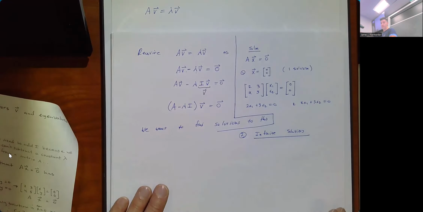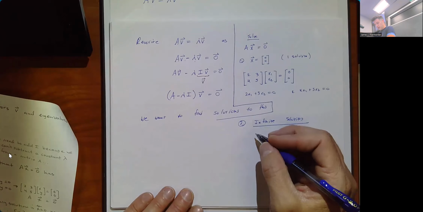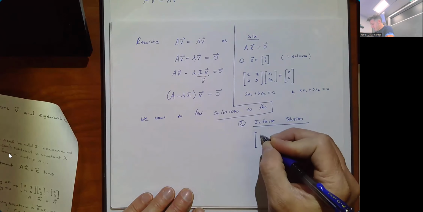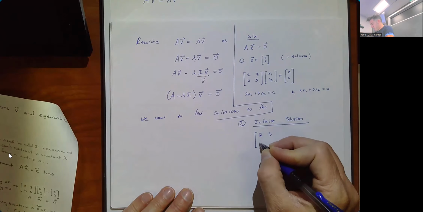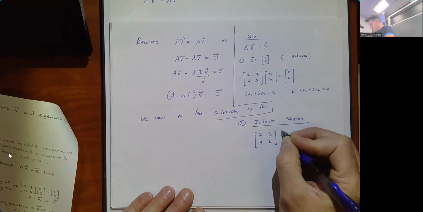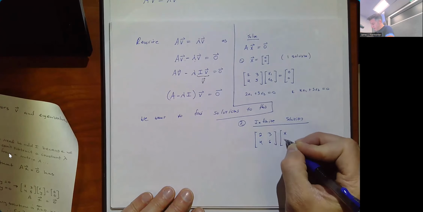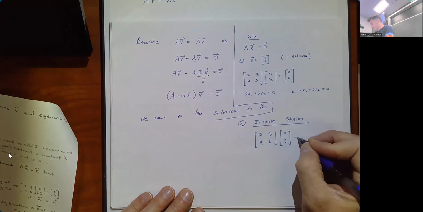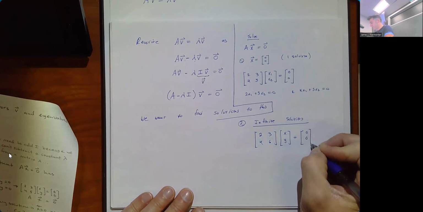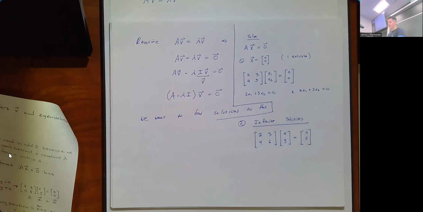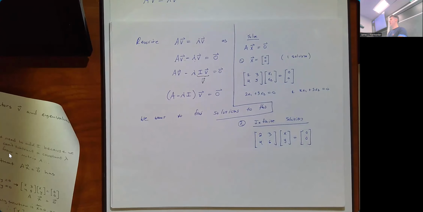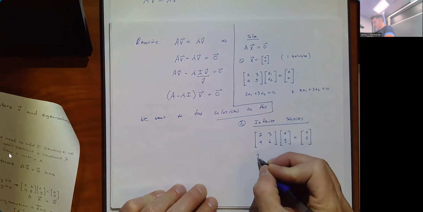So let me show you what I mean. Maybe we have something that looks like the matrix 2, 3, 4, 6 times, I'll use x, y this time instead of x1, x2, equal to 0, 0. Why does this have infinite solutions versus the other one having only one solution? Well, because both of my equations are really the same.